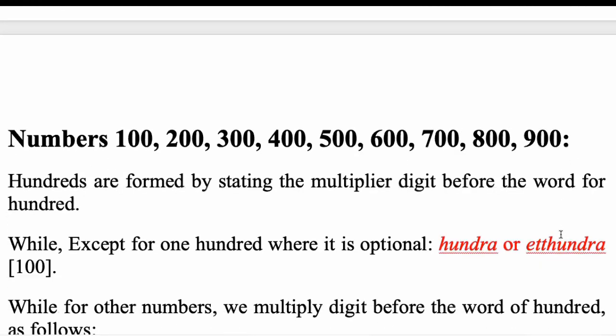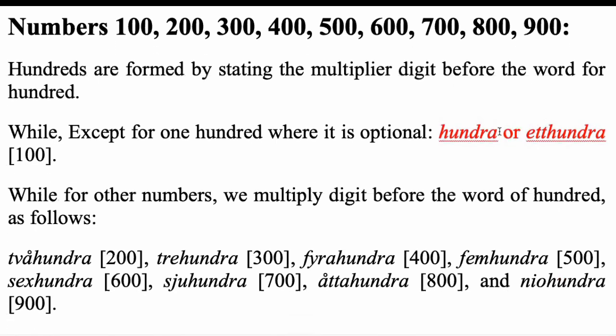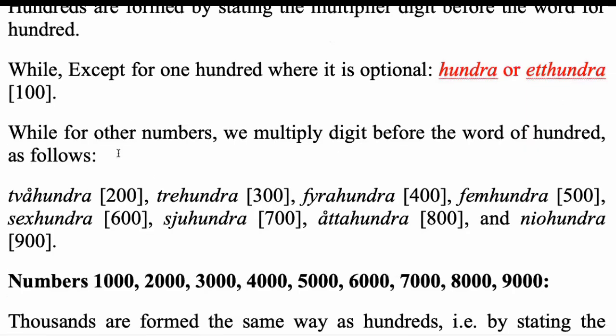Now we move towards the numbers from 100 to 900. We have hundra for 100, and we can also use ett hundra, which also means 100. Either you can write hundra or ett hundra, so both are the same. For more than 100, we can use 200, for example: I just multiply 2 with 100, tvåhundra, then 3, trehundra, 300, fyrahundra, 400, femhundra, sexhundra, sjuhundra, åttahundra, niohundra. You can see they are technically just multiplied by 100.